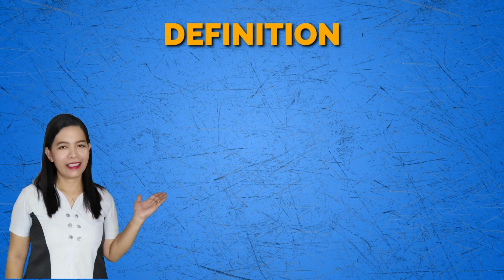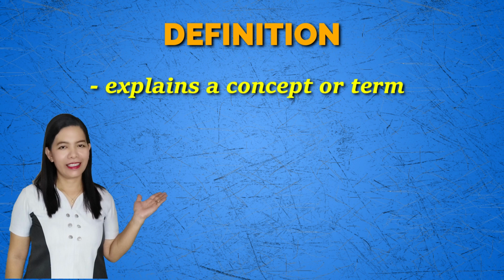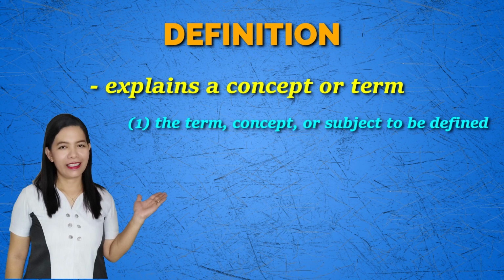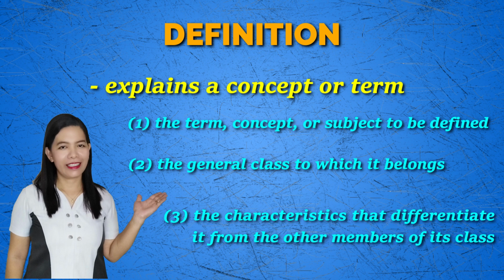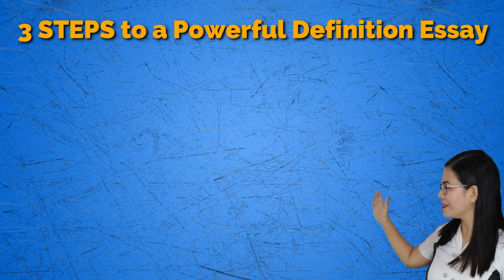Definition. This explains a concept or term. It consists of the following: the term, concept, or subject to be defined, the general class to which it belongs, the characteristics that differentiate it from the other members of its class. There are 3 steps to a powerful definition essay.